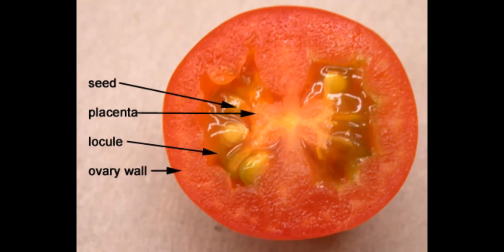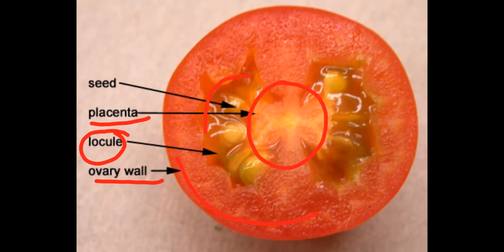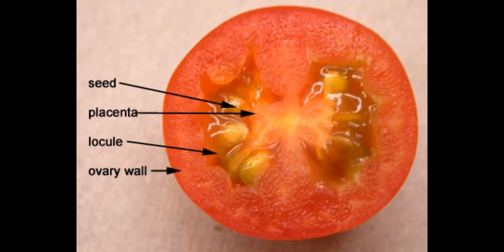So see, this is the ovary wall, fruit form. Then center placenta. Then locule. This is the one locule, right? And another one. Axile placentation clear?